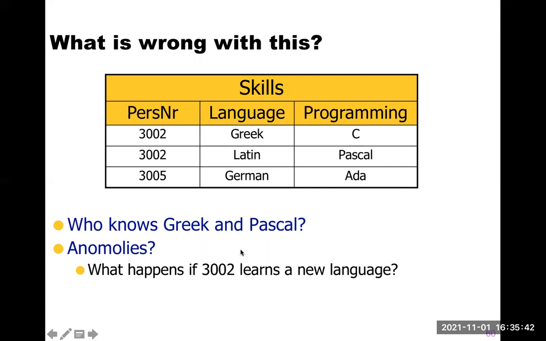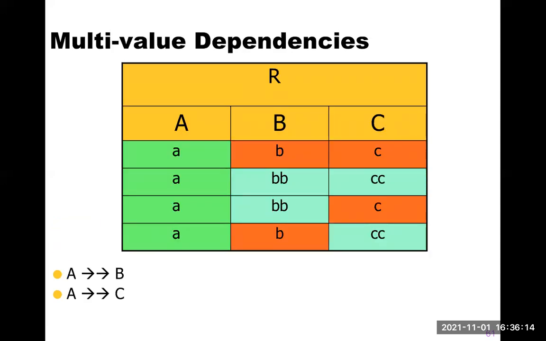And to answer this question, we may need to manually build complex joins. But what if a person has 10 languages and 20 programming languages? I need to perform extra work. There are also some anomalies: what happens if this person learns a new language? I need to add it without maybe a programming language paired with it. So, some anomalies. What's the problem essentially?